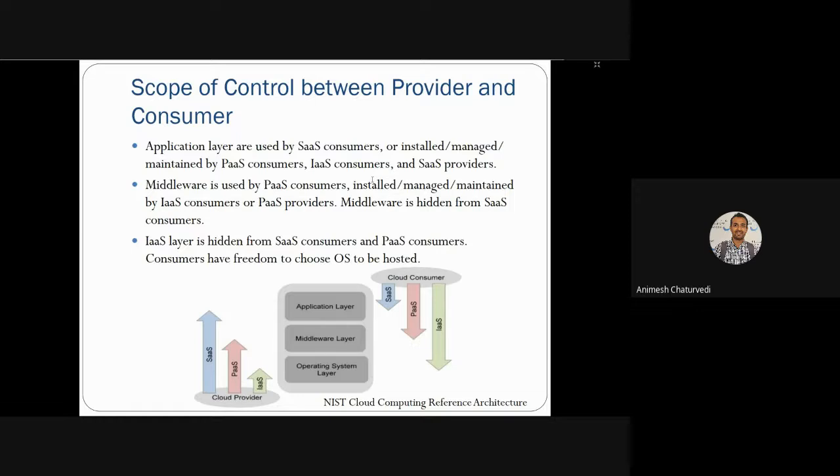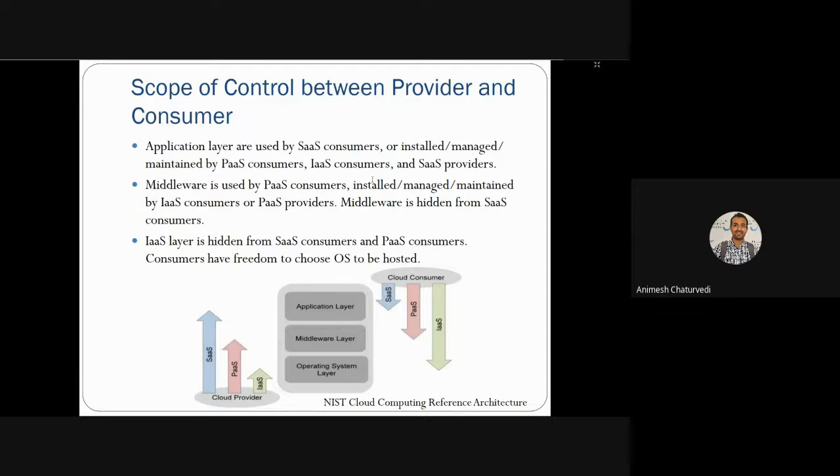Similarly, the IaaS consumer would actually use the operating system layer. Then the PaaS provider would actually provide you the middleware layer, so the PaaS consumer would actually use the middleware layer. Then the SaaS provider would actually provide you applications. So the SaaS consumer would actually use the application layer. So the application layers are basically used by the SaaS consumer.